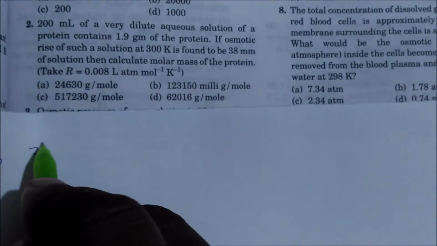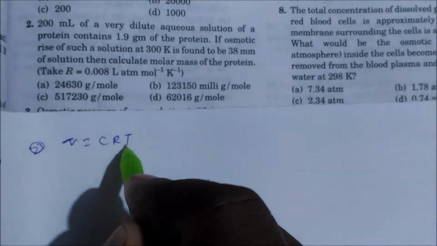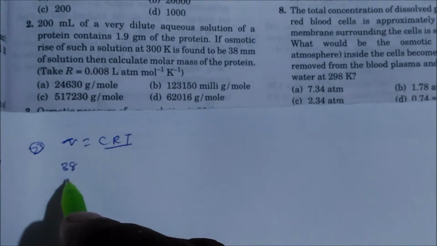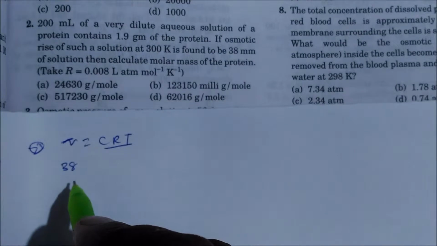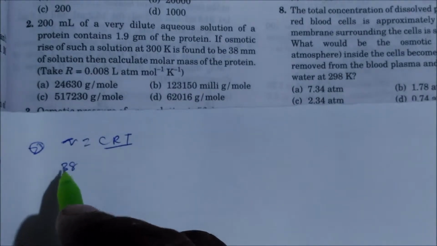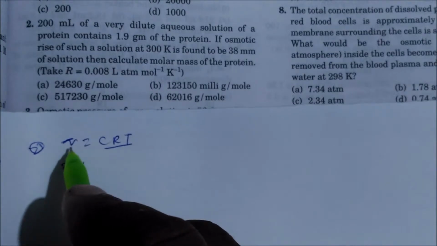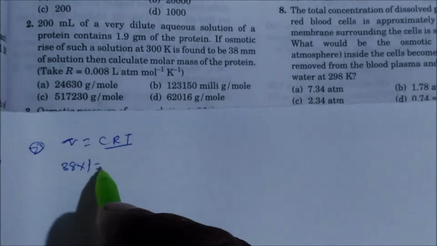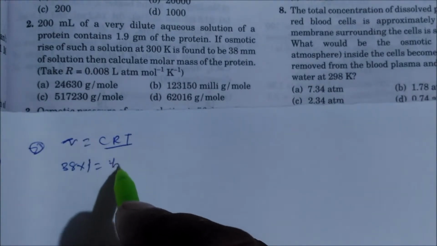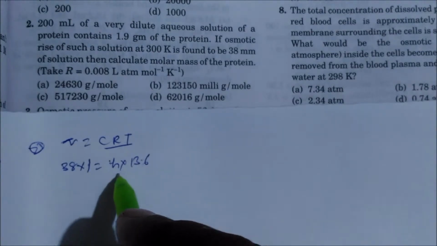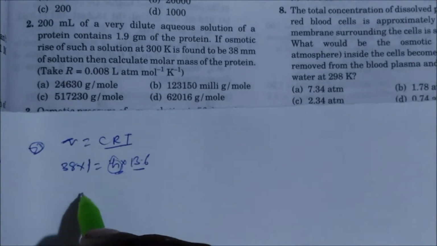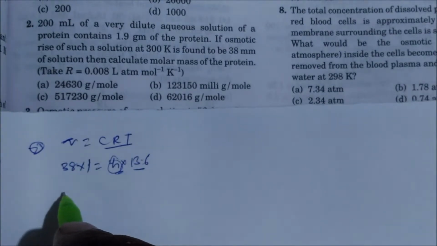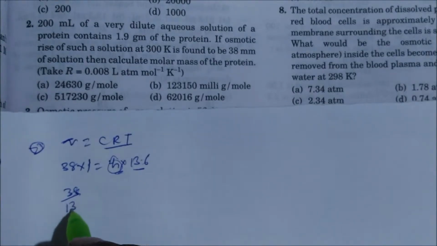So the same formula, pi equals C into R into T. Here pi is the osmotic pressure, but this osmotic pressure is 38 millimeter of solution. So first we have to convert in terms of mercury. This is a solution, so we take the density of the solution as 1, and the density of mercury is 13.6. So the pressure of the solution will be 38 divided by 13.6 in terms of mercury.